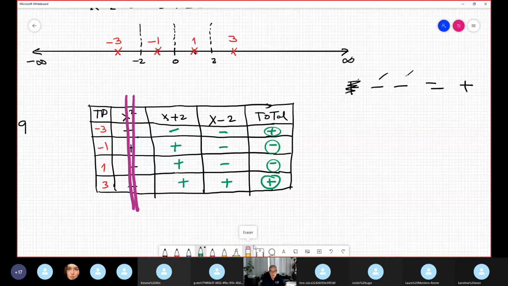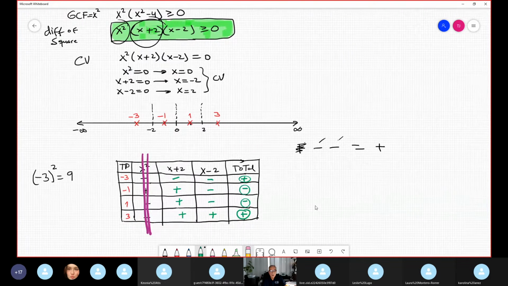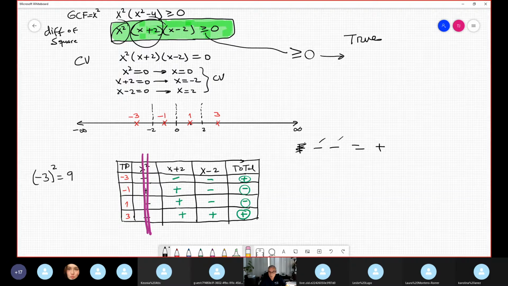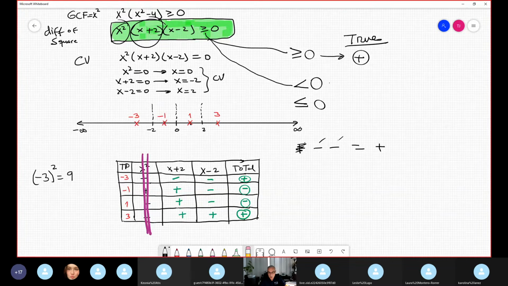Okay, we come back to the beginning, the original inequality. Look, again we have that symbol, greater than or equal to 0. The true interval is selected by the positive, because suppose another inequality, if I change the problem to less than or equal to 0, then the true guy is the negative.